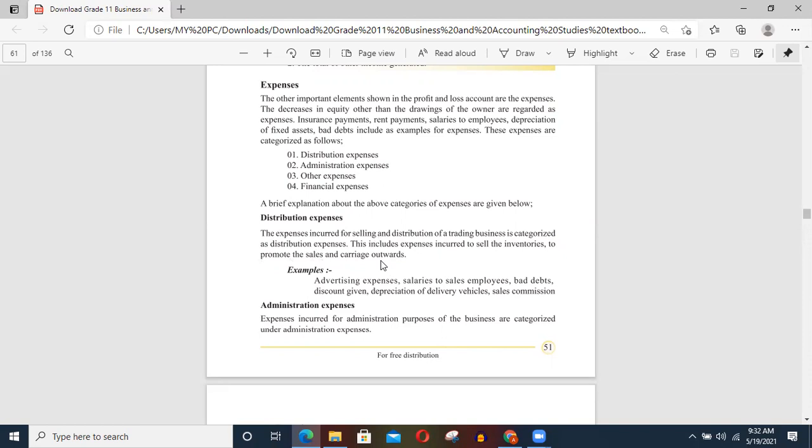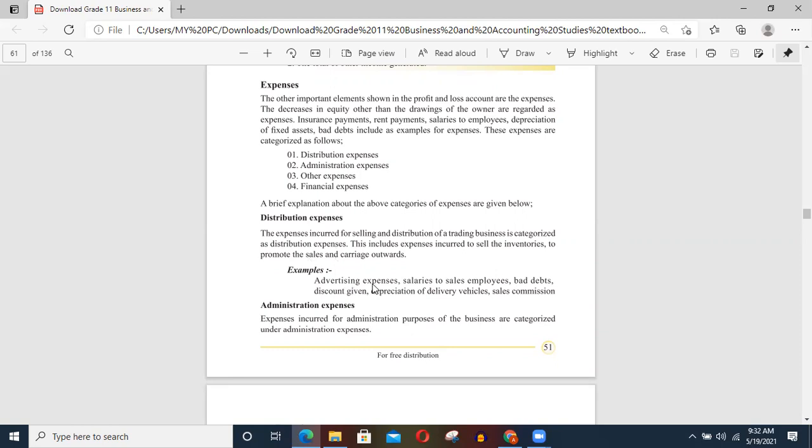So carriage outward is like the expenses that come up when you distribute a good or service to your customer. That delivery expense is known as carriage outwards. In simple words, distribution expense means anything that comes with selling or distributing a good or service. Any expense that comes along the way is known as distribution expense.